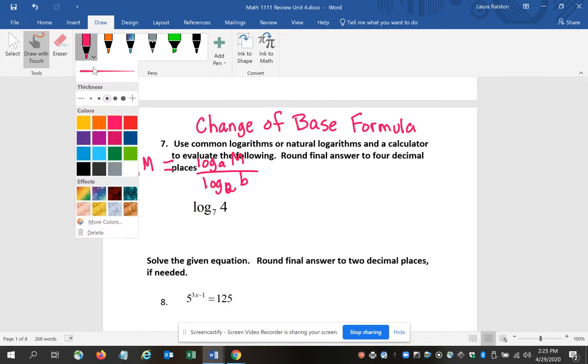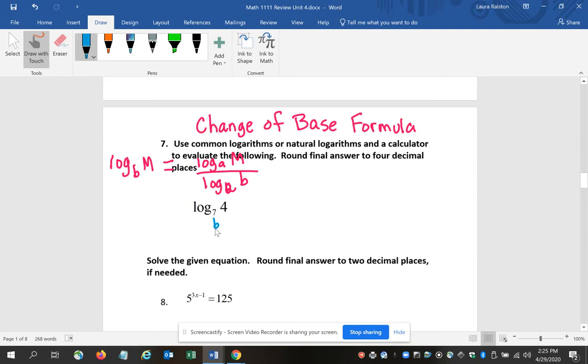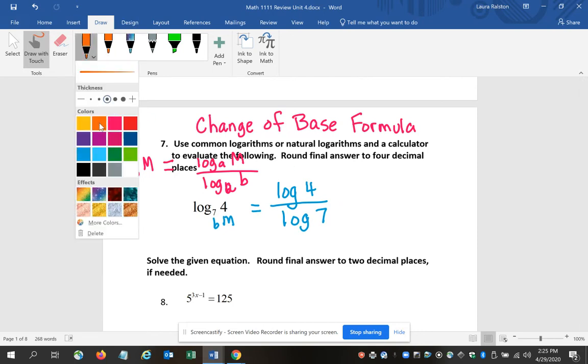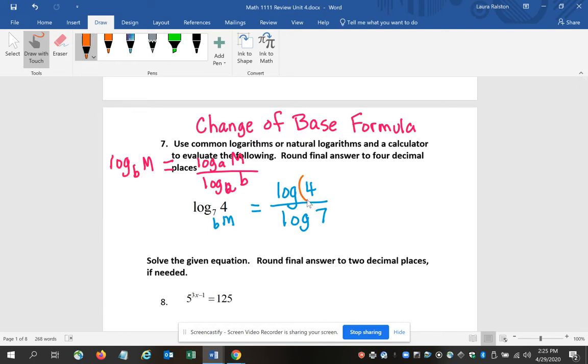And so the question that I'm given is log base 7 of 4. So I have my b is 7, my argument is m, which is 4. So I'm going to convert that to common log. So I would do log of m, which is 4, divided by log of 7. Now again, let me caution you, because when you put this in your calculator, you need to make sure that you close the parentheses around your argument.